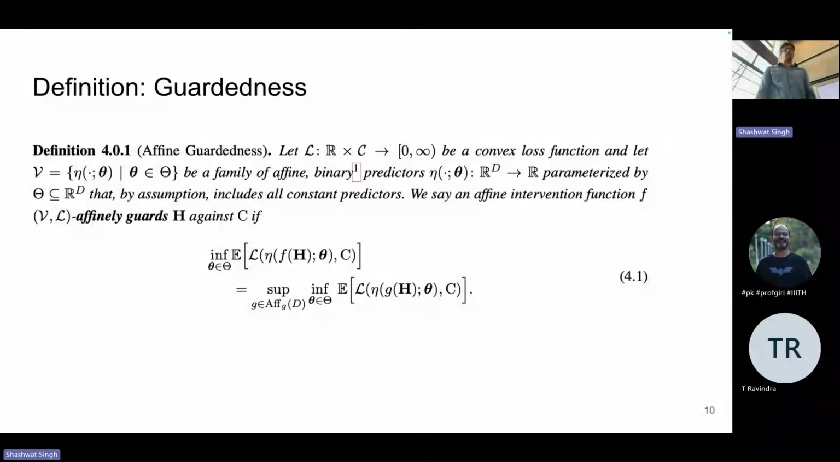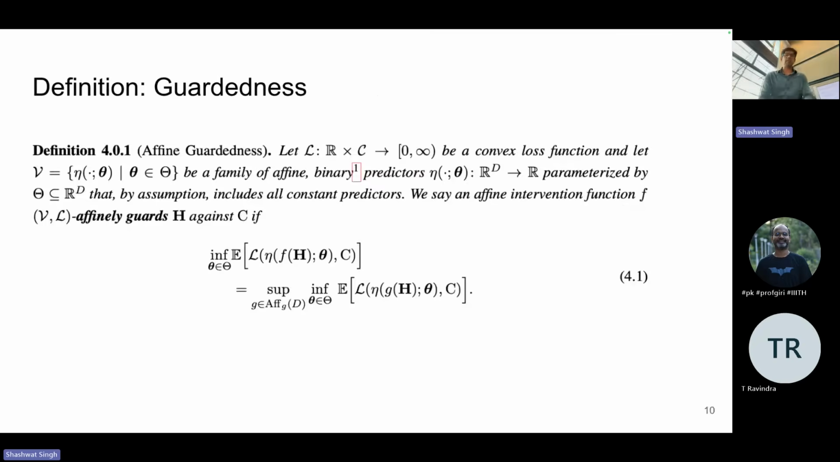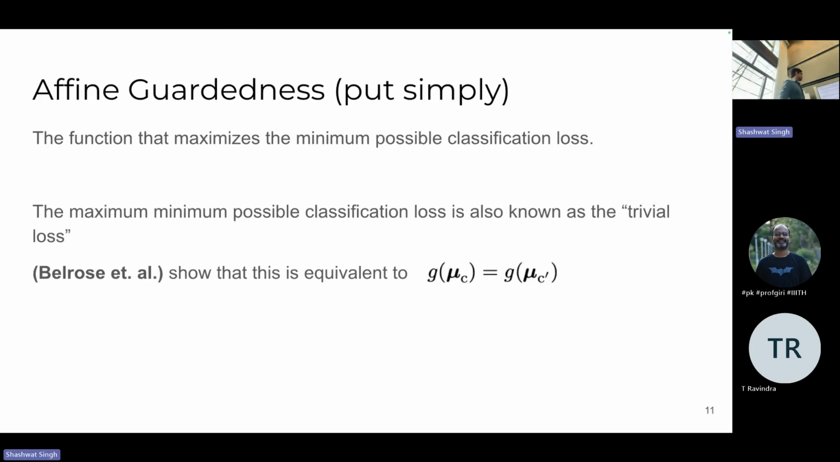That's, I think, the succinct way of putting it, right? So, I have already gone through this, but the last part, existing work by Rose et al. showed that this definition implies that the best function, which I've written here as G, is the one that will equate the means of the two classes. So if I somehow ensure that the means of the two classes are the same, then I won't be able to draw a good classifier.